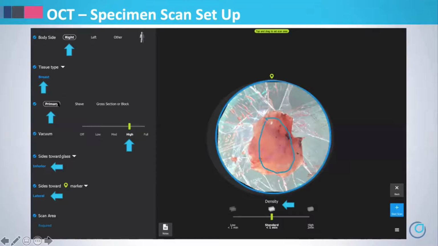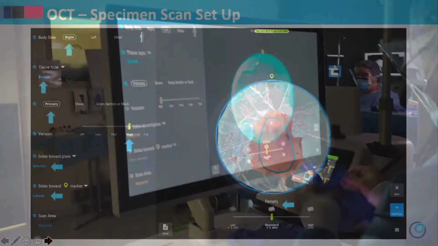I am able to choose whether this is a primary or a shave margin, the amount of vacuum that I need to hold this tightly to the device. I then can orient the specimen to show which side is toward the glass, and the little green marker at the top shows which side is the other orienting side, so that we can be very, very clear about what we're imaging. Easy enough to start the scan. You push the button in the corner that says start scan, and the images are obtained.